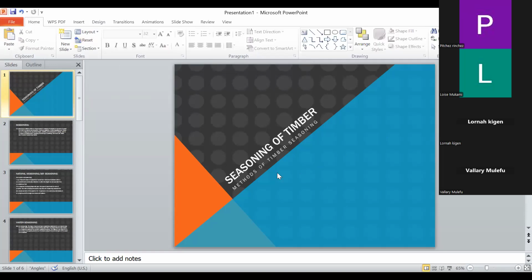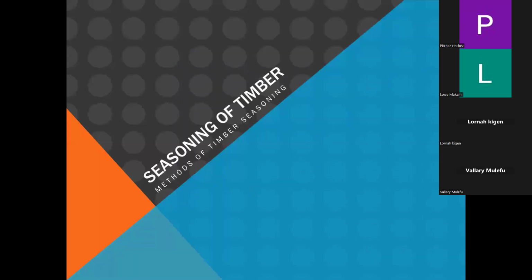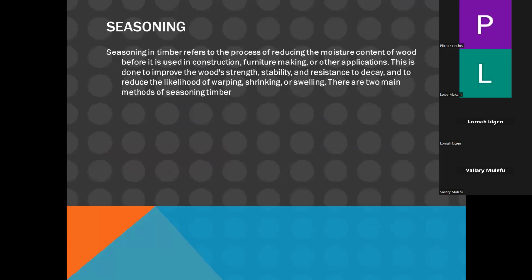Okay, so seasoning of timber, you want to define what seasoning is. Seasoning refers to the process of reducing the moisture content of wood before it is used in construction. So overall, we want to remove the water that is present after felling a tree, and by that, we want to make the timber suitable for application so that we may apply polish. We also want to increase the durability of the timber by removing that water.